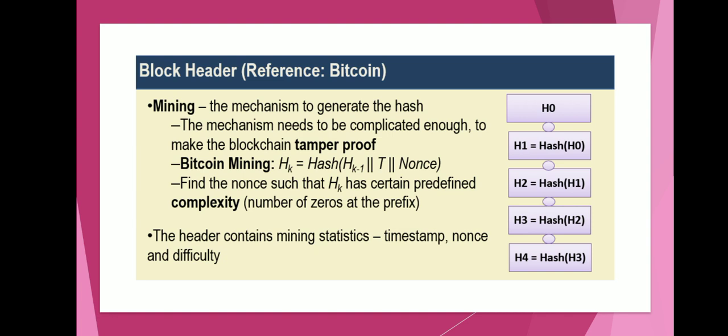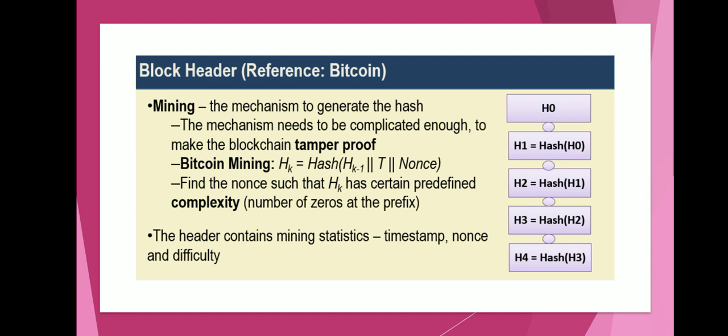Then we have mining. Let me define mining. Mining is the mechanism used to generate the hash. The mechanism needs to be complicated. So how do we make it tamper proof? Here we need to use Bitcoin mining. We are going to generate a cryptographic puzzle. What is the composition of the cryptographic puzzle? Here h of k is equal to hash of h of k minus 1, that is the previous hash, concatenated with the timestamp, and the timestamp is concatenated with the nonce, that is a random number. So here there is a cryptographic puzzle.